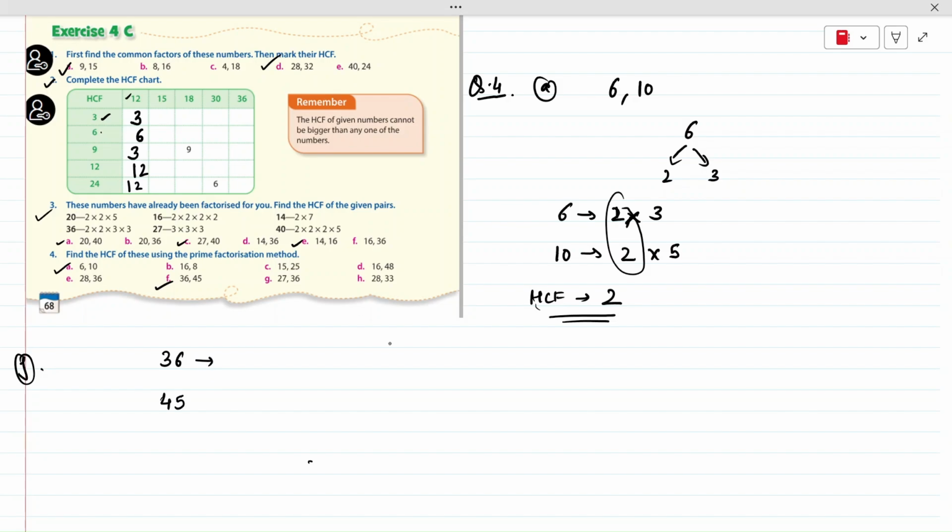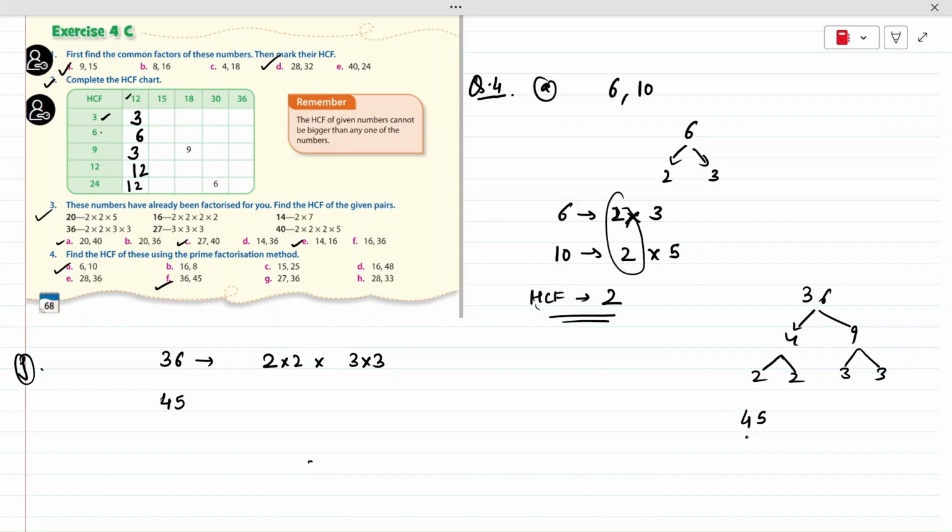Okay, so let us try to break 36 first. I am breaking 36 here. So we have 4 into 9. This will give us 2 into 2. This will give us 3 into 3. So 2 times 2, 3 times 3. This is the factorization of 36.